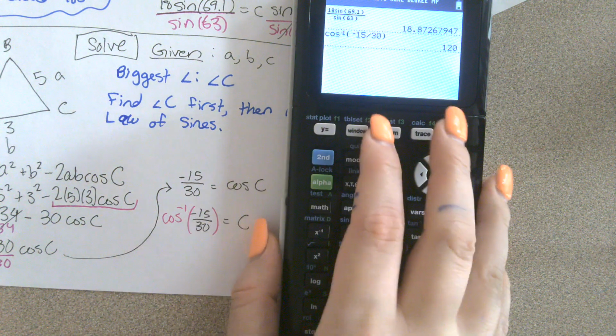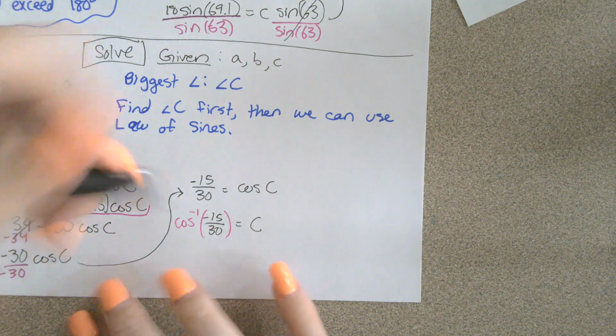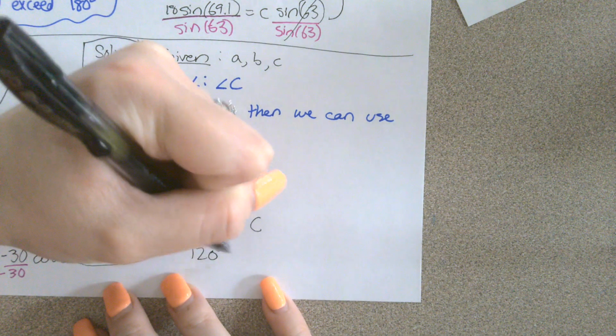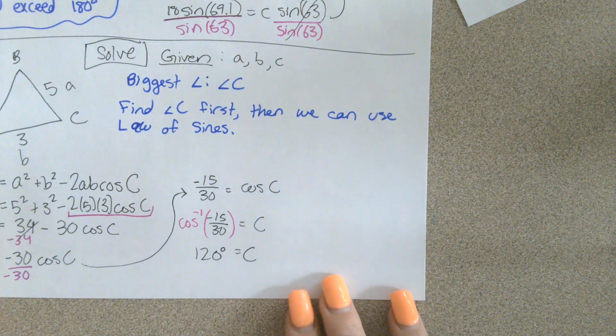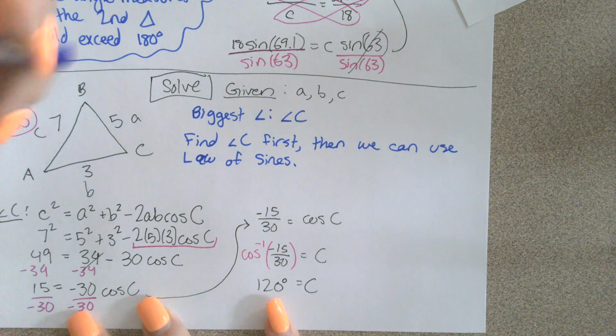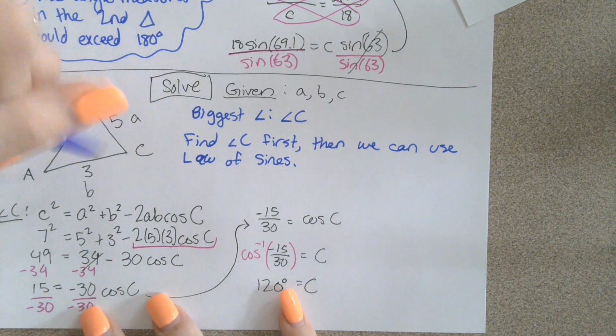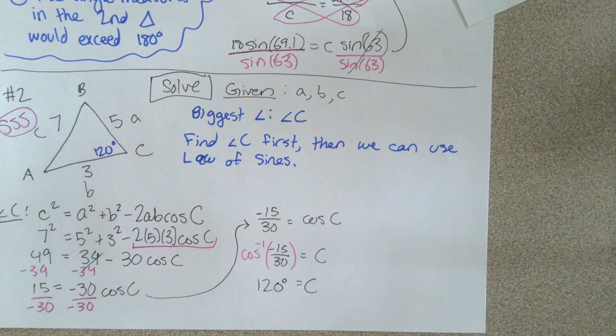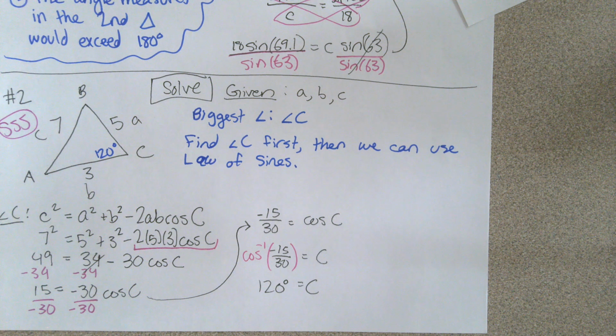(120°). So C is exactly 120. Now that we have found C, we can use the law of sines to find another angle, A or B. It really doesn't matter where you go from here. I'm going to go with A.